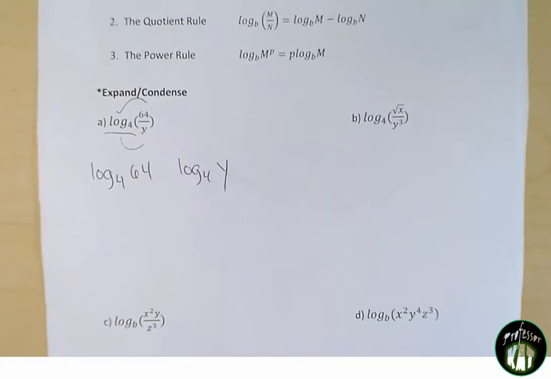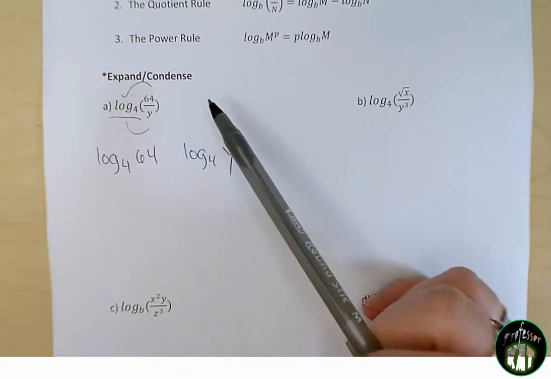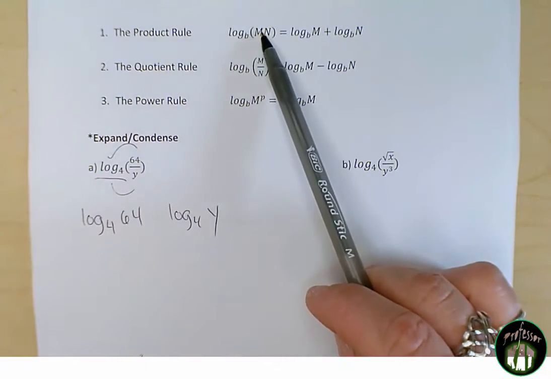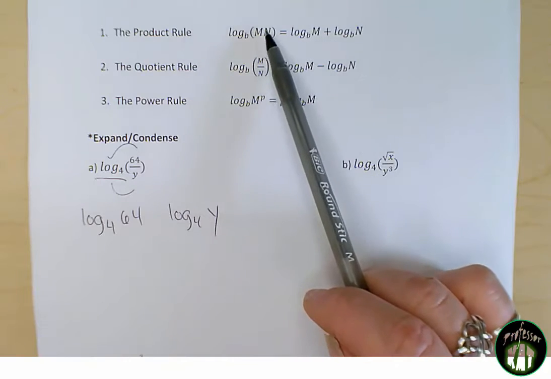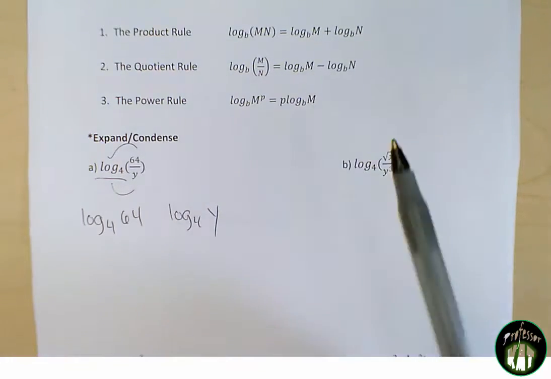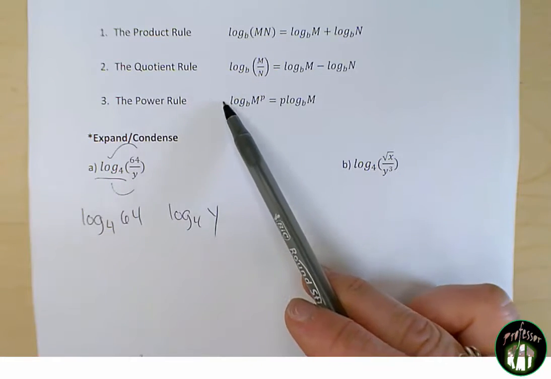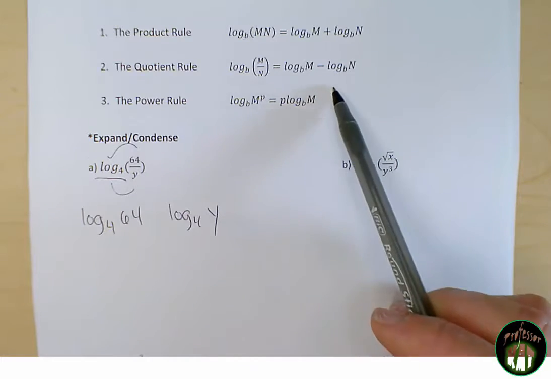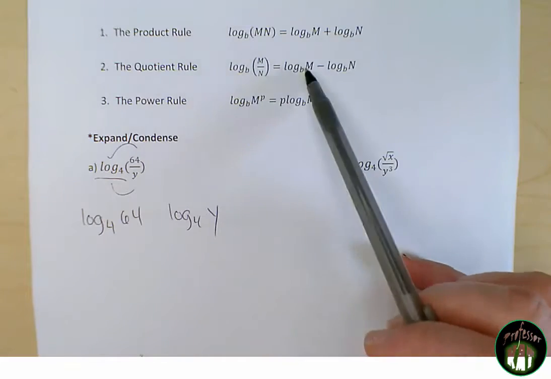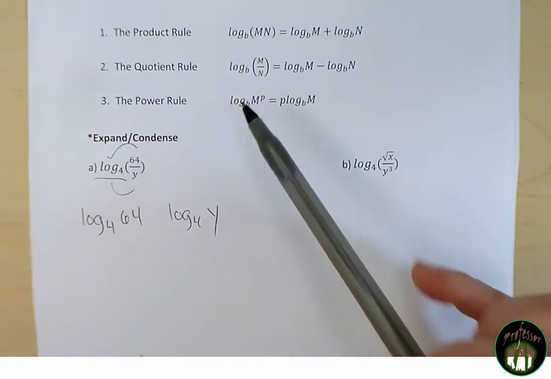Now, the second thing that you should be focusing on with expanding out logs is what calculation is going on here. According to our rules, if you are multiplying, when you expand them out, multiplication correlates to addition, division correlates to subtraction. And if you have an exponent, that's actually going to come down in front of the expression as a coefficient. So after we distribute our log out, again, we're looking for multiplication, division, or an exponent.